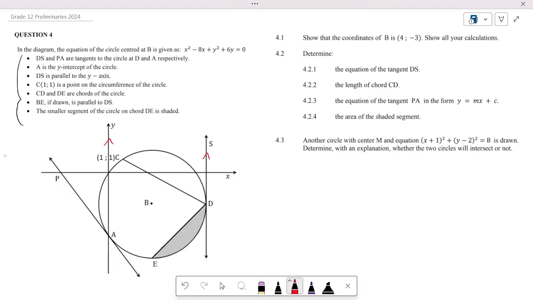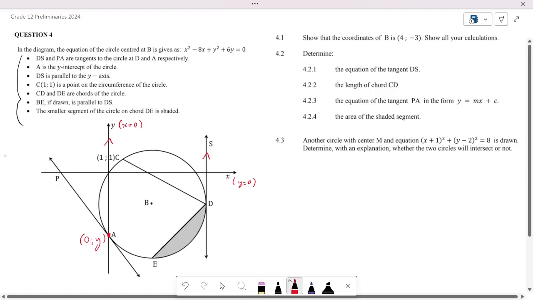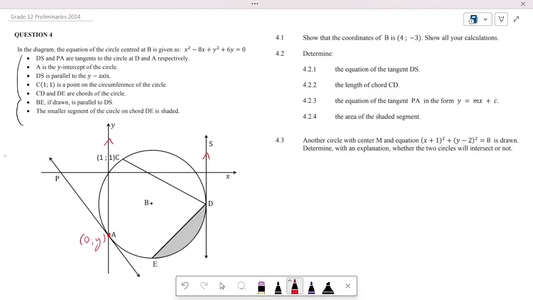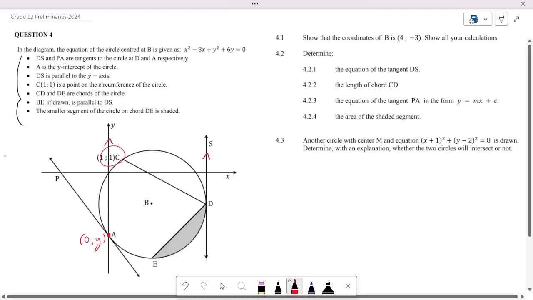So whenever you are told that you have a y-intercept, I want you to do the following. A will then have the coordinates of 0 and y, because we know that any point on the y-axis, the x value will be equal to 0, and any point on the x-axis, the y value will be equal to 0. That's what we should know as a grade 12 student. Now we have point C, which has coordinates of 1 and 1, a point on the circumference of the circle. So just saying it's there.